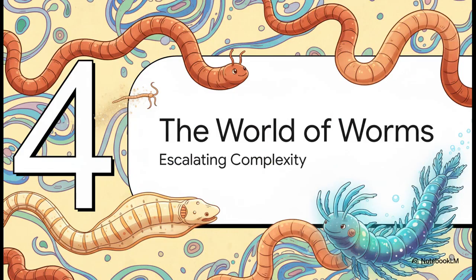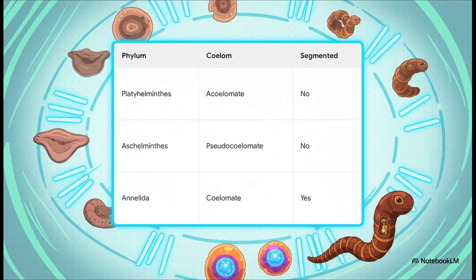Next up, section 4, the world of worms. Escalating complexity. I love looking at this table because you can think of this progression literally like an evolutionary video game, where organisms level up stage by stage.